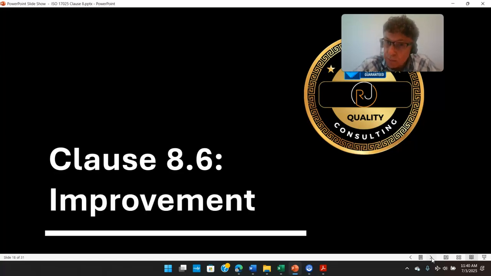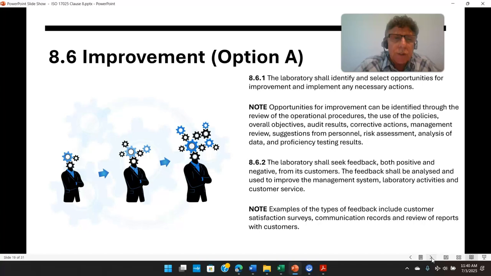Clause 8.6, Improvement. Section 8.6 is an interesting section. First of all, Section 8.6.1: the laboratory shall identify and select opportunities for improvement and implement any necessary actions. It doesn't necessarily tell you specifically how to do it, but that you need to do it. Opportunities for improvement can be identified through the review of operational procedures, the use of policies, overall objectives, internal audit, external audit results, corrective actions, management review, suggestions from personnel, risk assessment, analysis of data, and proficiency testing results. These are all examples of opportunities for improvement.